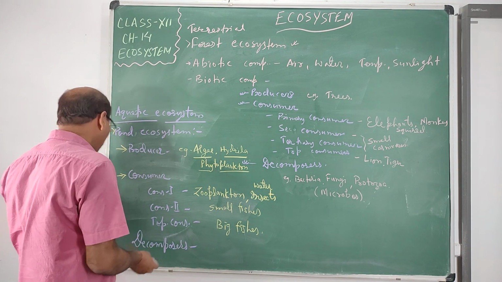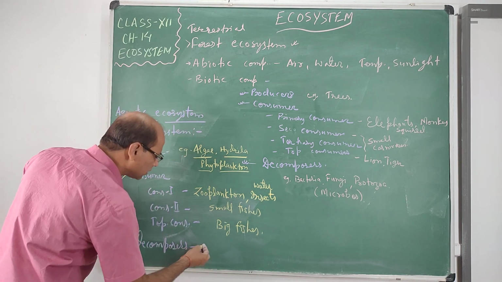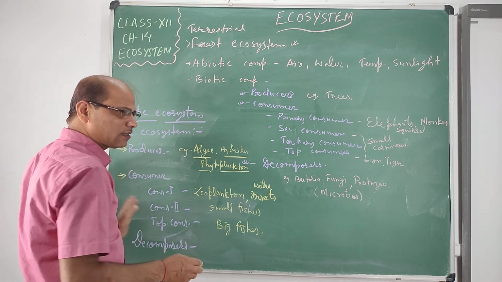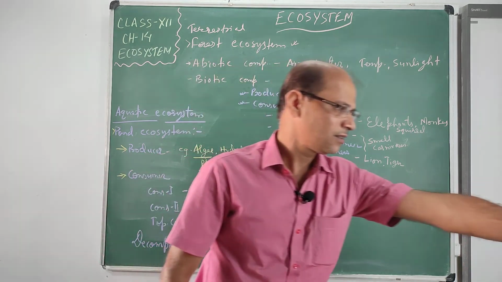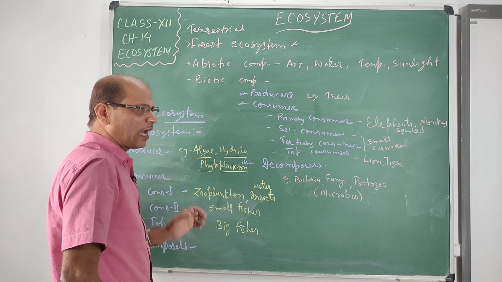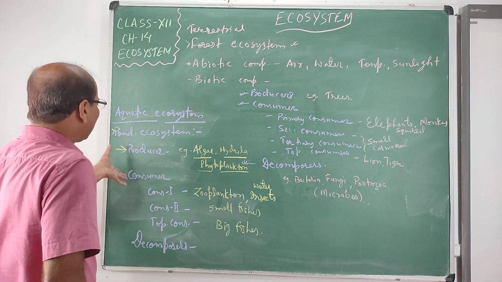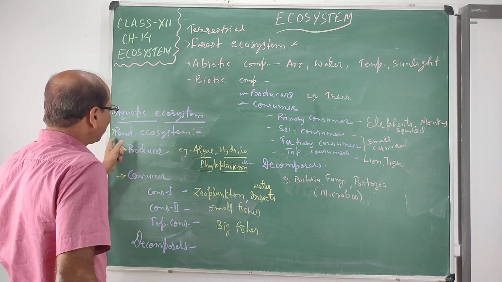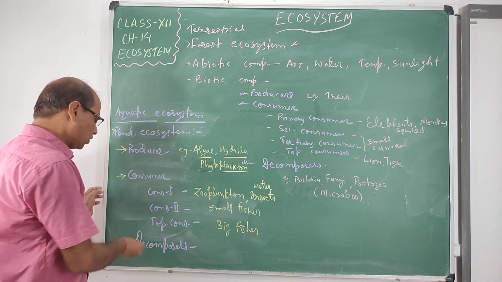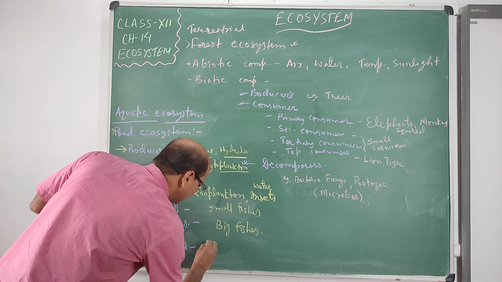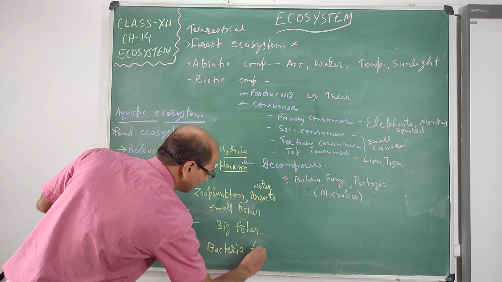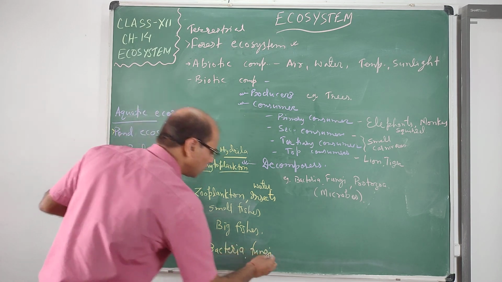So see, decomposers are a group of organisms. They can decompose the dead bodies of living organisms, and this is the activity of the pond ecosystem in which things move in a cyclic way. So decomposers are mainly the same: bacteria, fungi, and we can say protozoans.